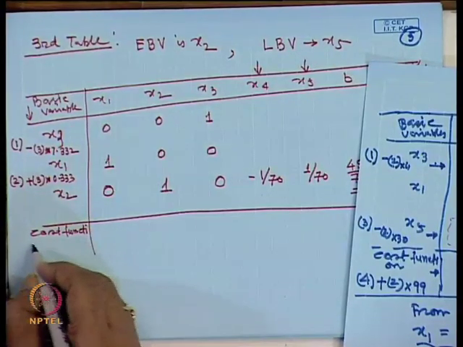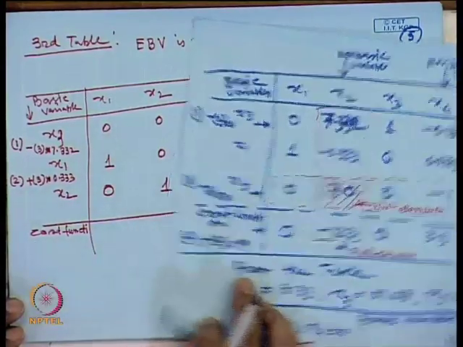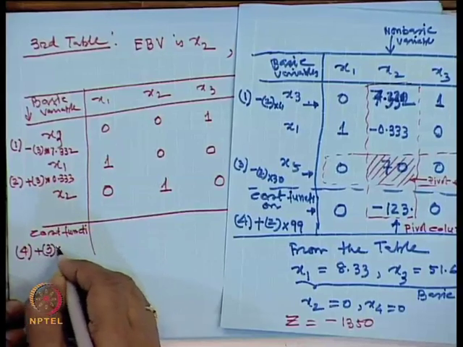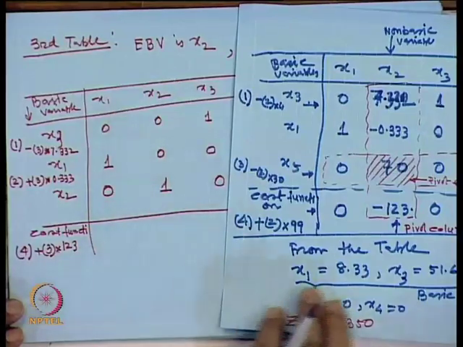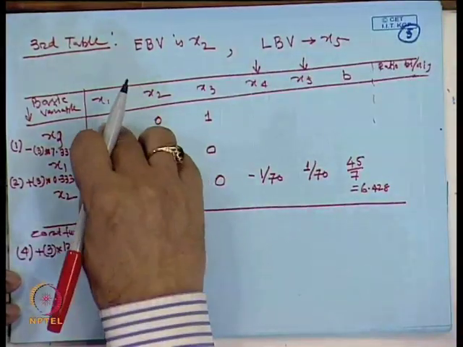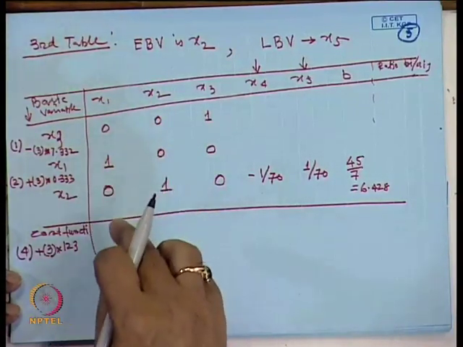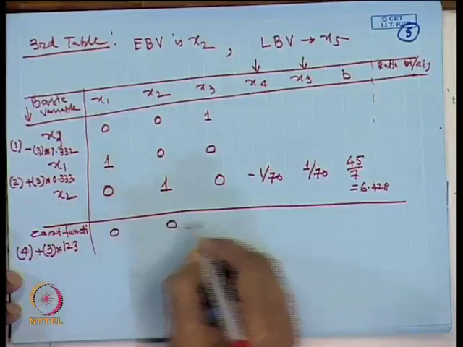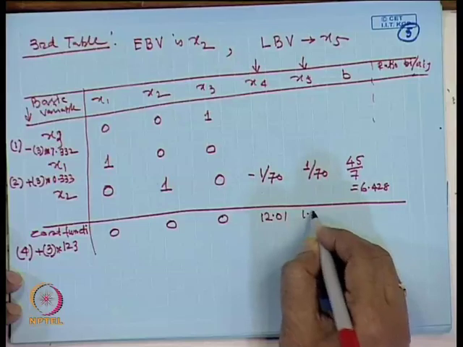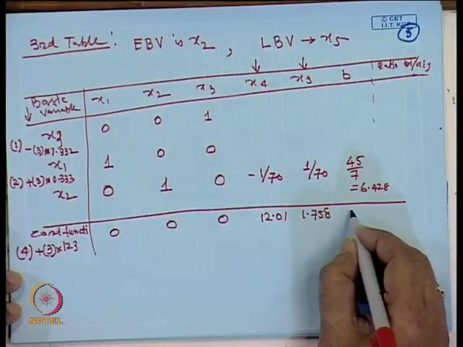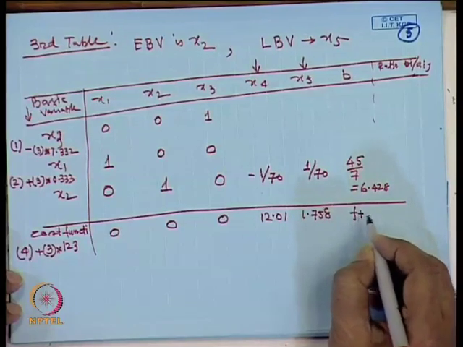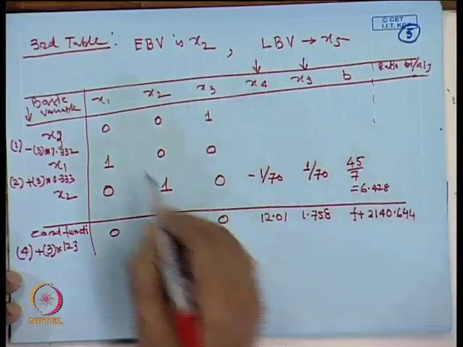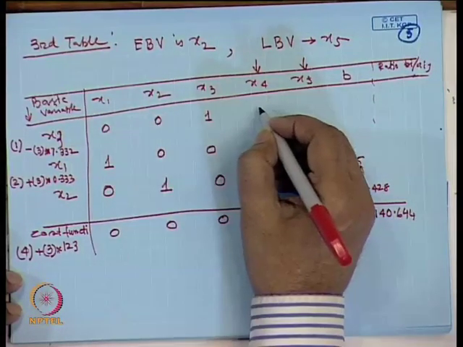So, then the next cost function, how do you get the cost function? Equation number 4 plus equation number 3 into 123, if you do it, you will get this. Finally, if you do this operation on equations 1, 2 and 4, then you will finally get the results: 0, 0, 0, 12.01, 1.758, then this will come F plus 2140.64, agree, and this will come x 4.